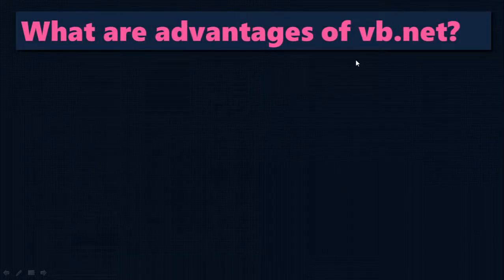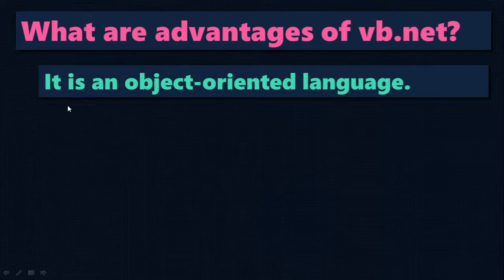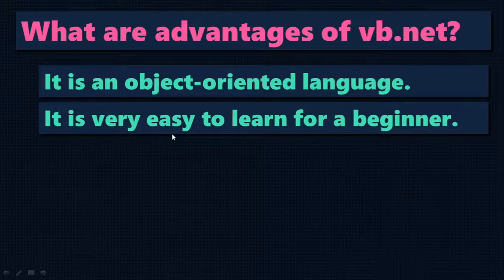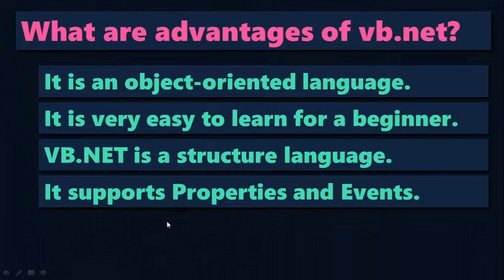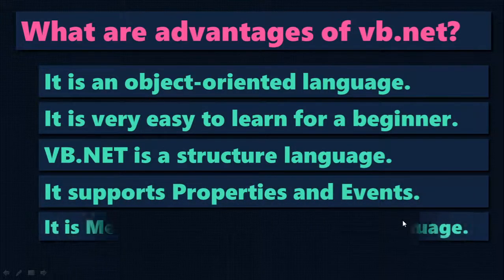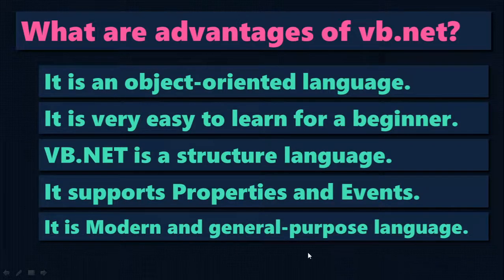What is the advantage of VB.NET? It's an object-oriented language. It is very easy to learn for a beginner. VB.NET is a structured language. It supports properties and events. It is a modern and general purpose language. So this is the main advantage you get from VB.NET. Therefore, people prefer VB.NET to make desktop applications.